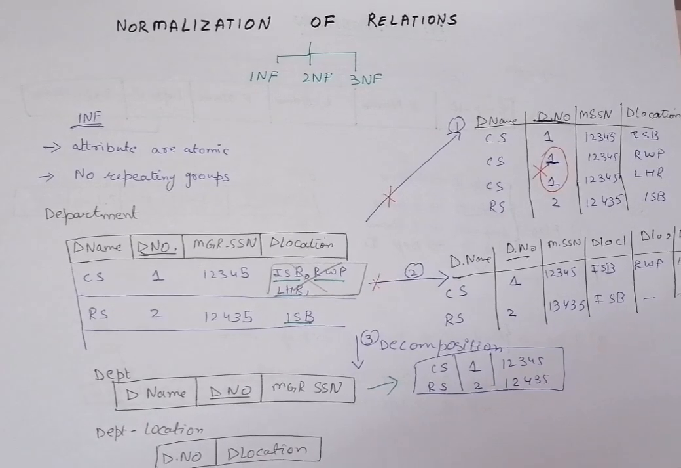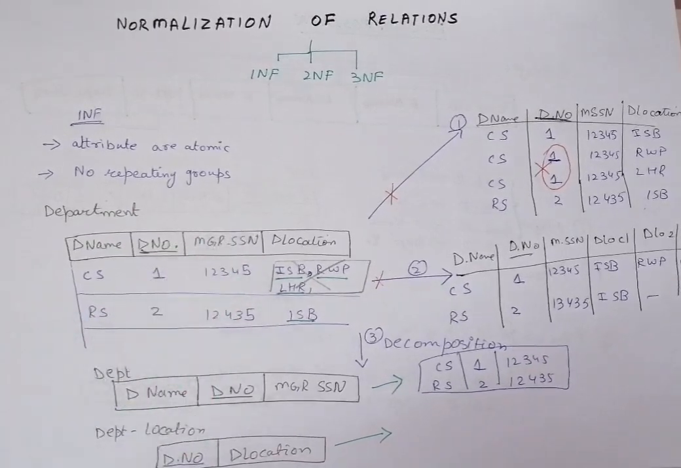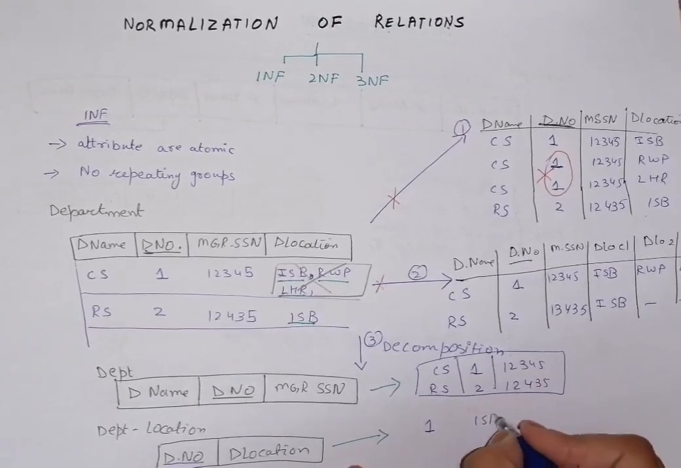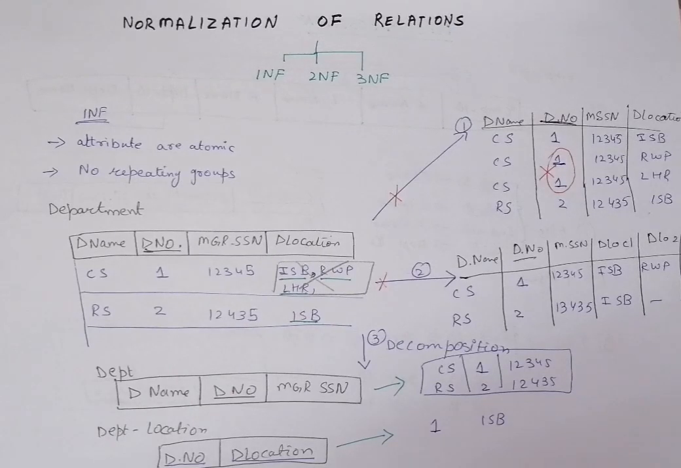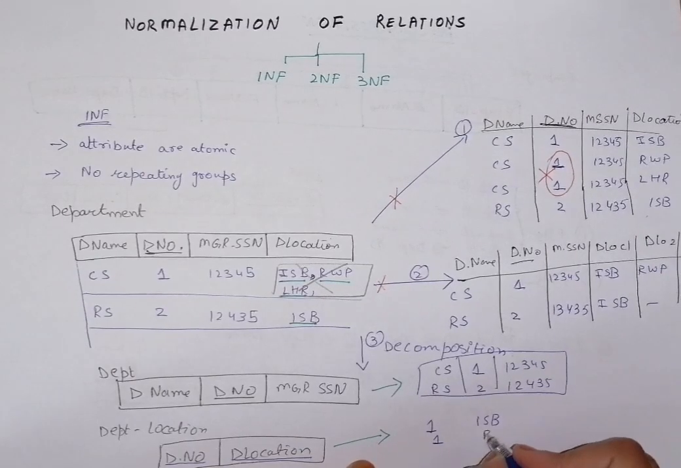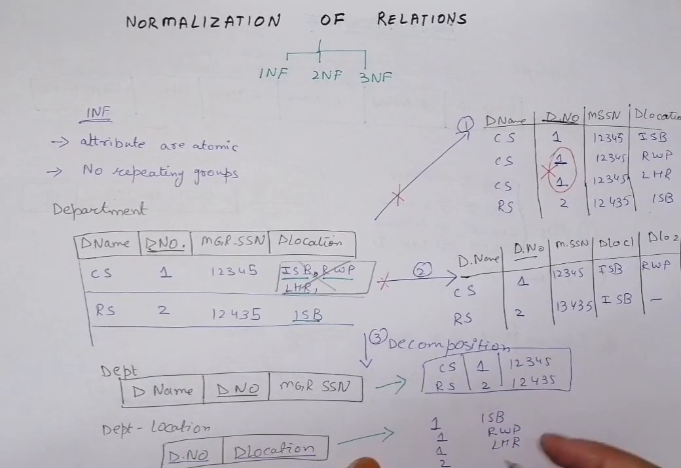Whereas when I talk about this particular relation, since I have got two departments, department number is also a primary key here. Department number 1 has location ISP, and here we have to make these two combined as a primary key. So department number 1 appears on another location, RWP, and on another location, LHR. Similarly, the second department appears on only one location, which is ISP.